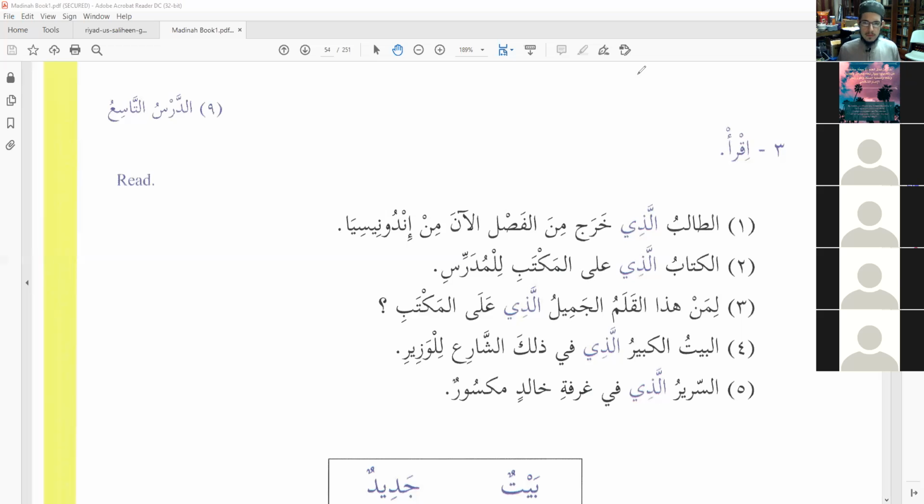الطالب الذي خرج من الفصل الآن من Indonesia. New word, it's a loan word, Indonesia.